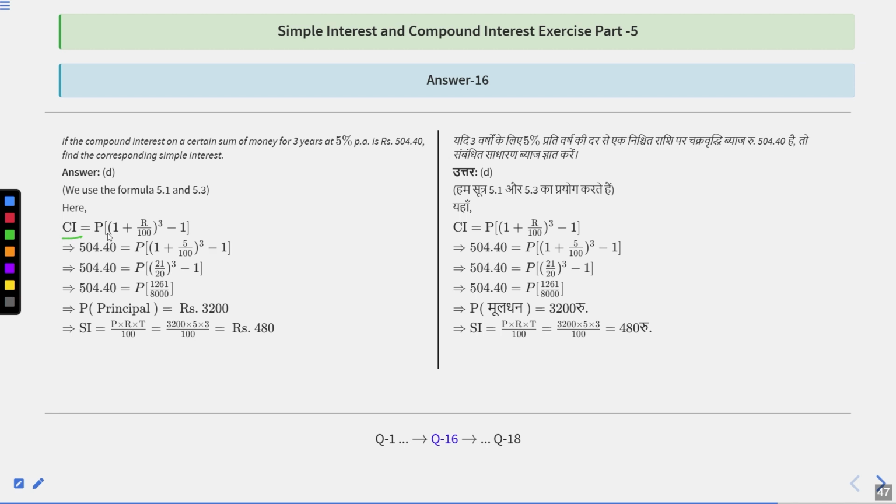Compound interest equals P into the bracket (1 plus R upon 100) to the power 3 minus 1. Clear? So we know the compound interest is 504.40, the rate of interest is 5% per year, and the time is 3 years. So we put this data in the formula: P into (1 plus 5 upon 100) whole cube minus 1. When we calculate, we get the value of P, which is 3200. The question says find the corresponding simple interest. If we know the principal, we can calculate the simple interest: PRT upon 100, 3200 multiplied by 5 multiplied by 3 upon 100, which becomes 480 rupees. Clear?